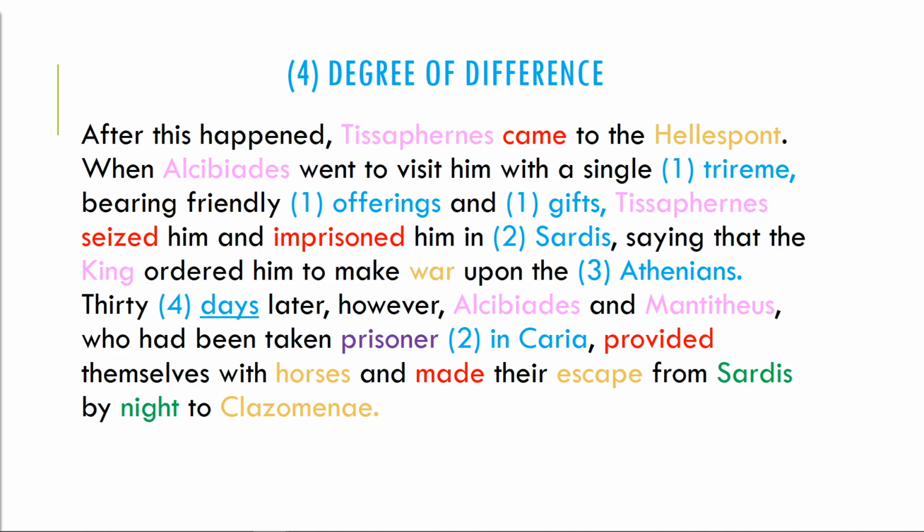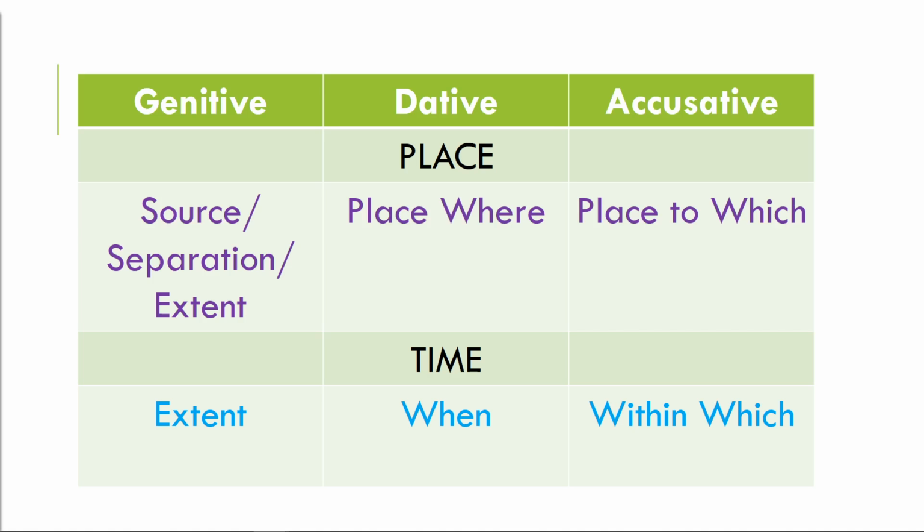So a good rule of thumb for you is, when it comes to place and time, this is a chart that's useful to know. Dative, place where, time when. That's easy. The spatial ones are pretty easy. Genitive is out of, dative is where, accusative is where to. Time is a little harder to keep track of. Genitive is the extent, how long it lasts, and accusative is within which. So there's the case uses in Greek.